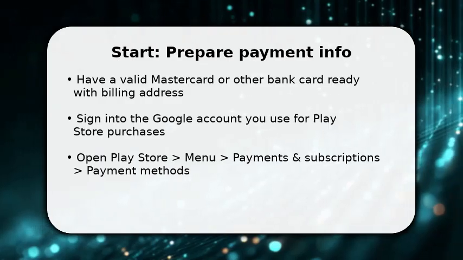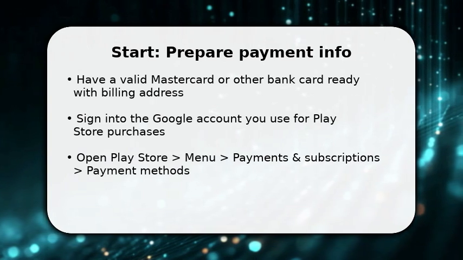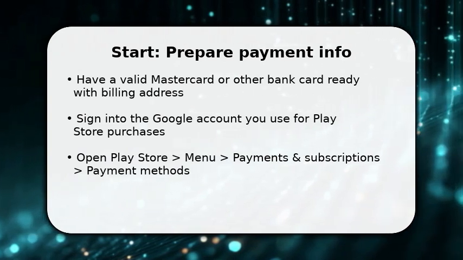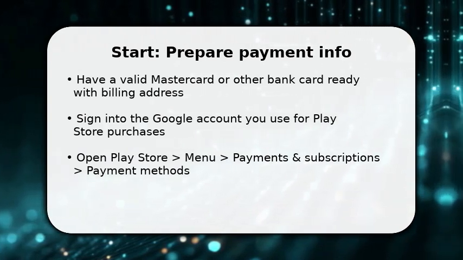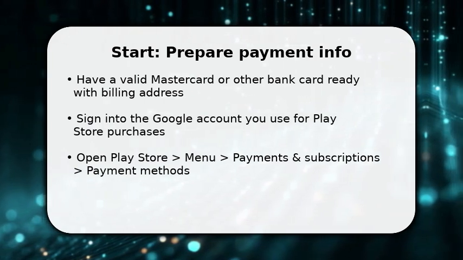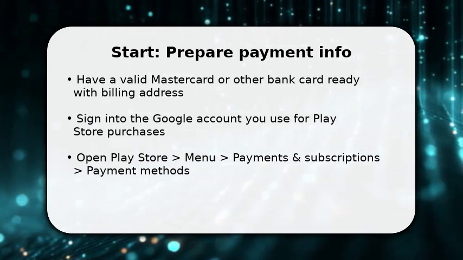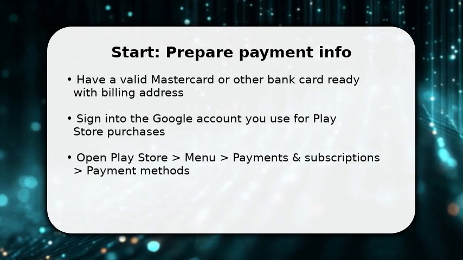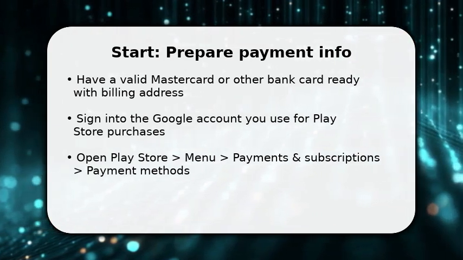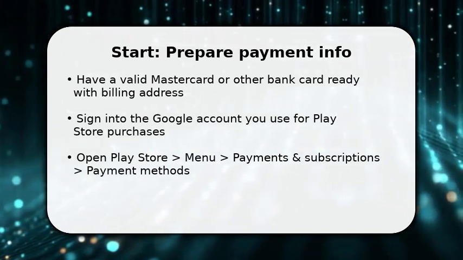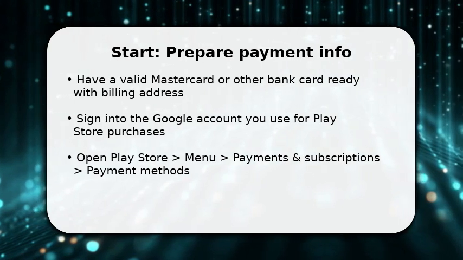You begin by preparing a legitimate payment card and confirming the exact billing address on file with your bank. This prevents declines. Sign into the Google account you use for Play Store purchases, then open the Play Store app and go to Menu, Payments and Subscriptions, and Payment Methods. Once done, tap Add Payment Method to start the secure flow.